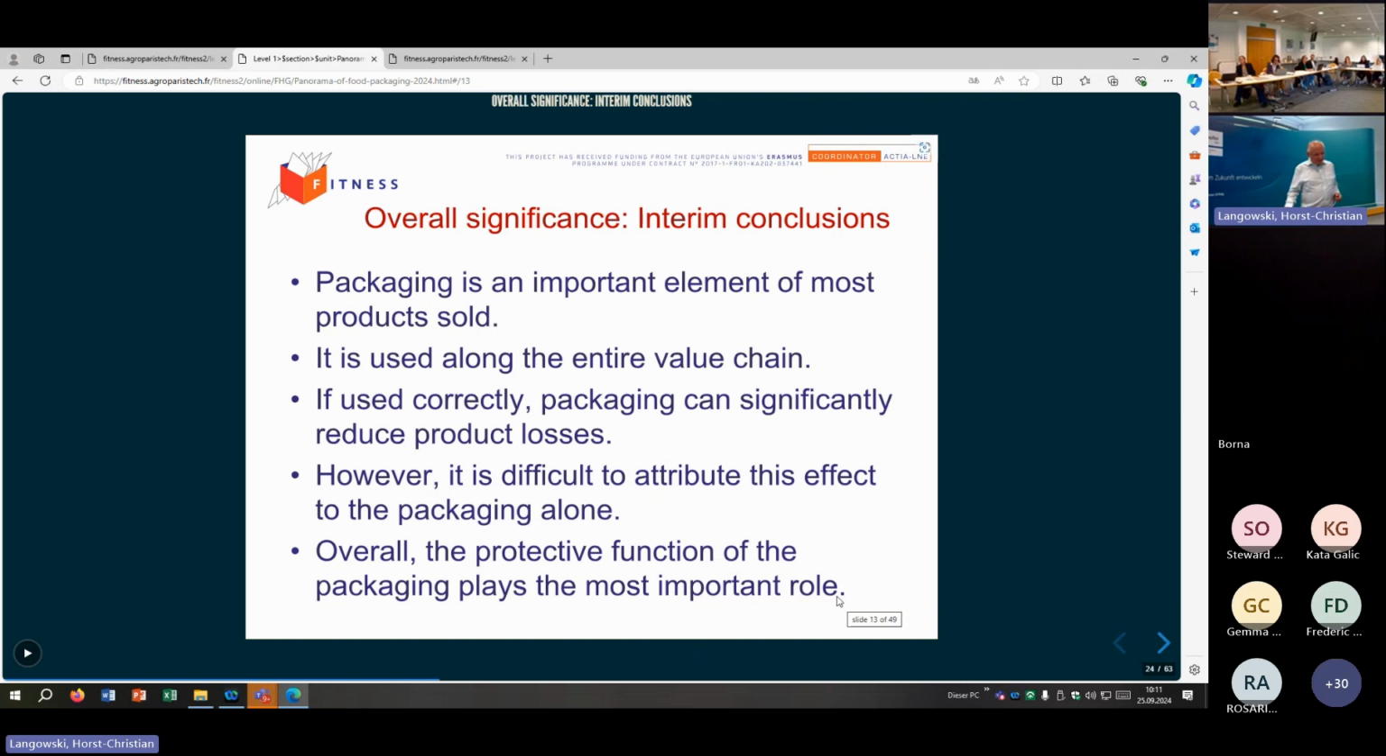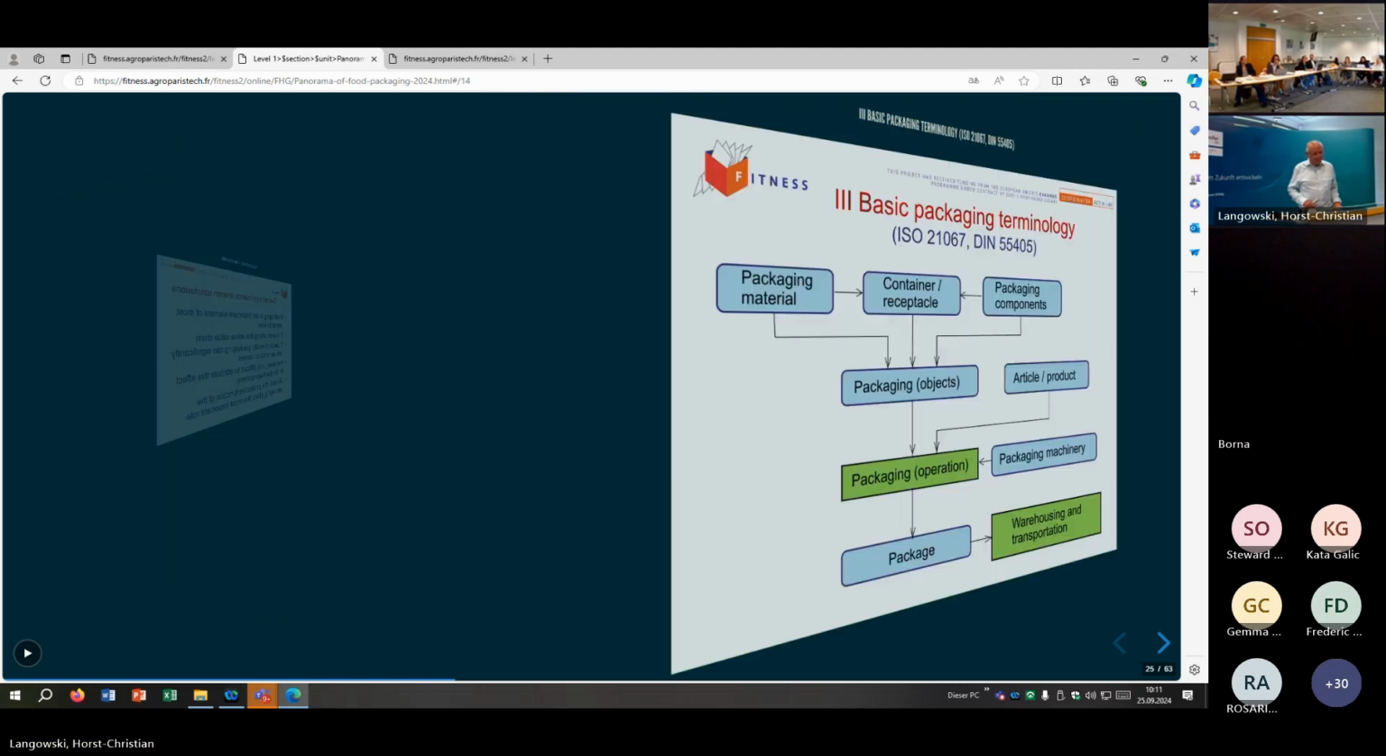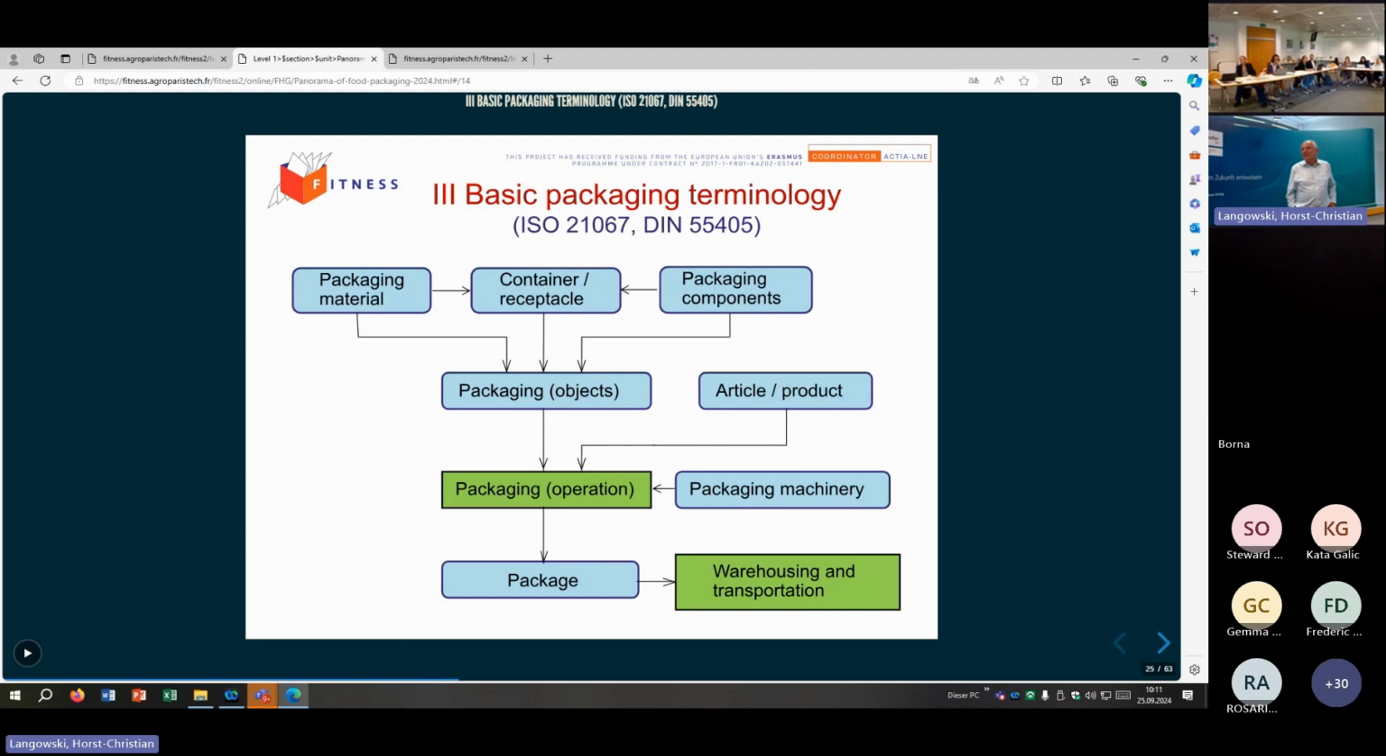This is still difficult because the whole world of different packaged products is so diverse. But what has to be said is, if packaging has to avoid product losses, the main function for this is the protective function, which means to protect packaged goods from different influences from the outside. Okay, so much for this.